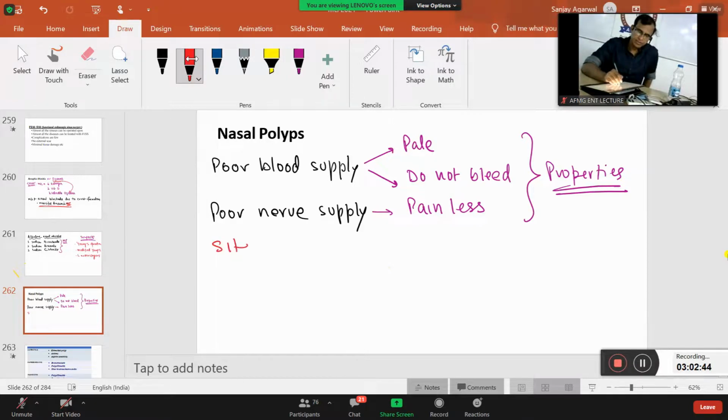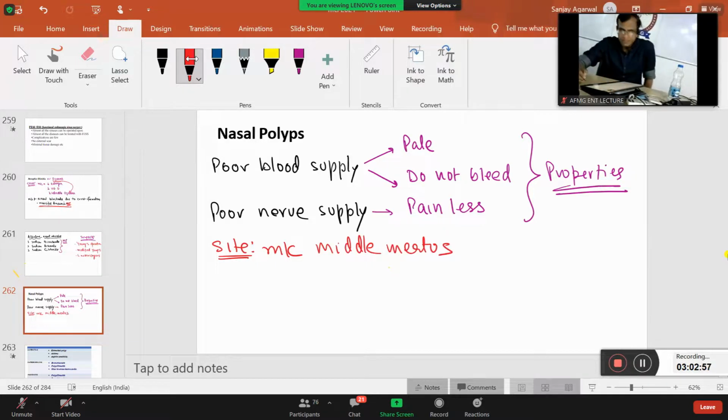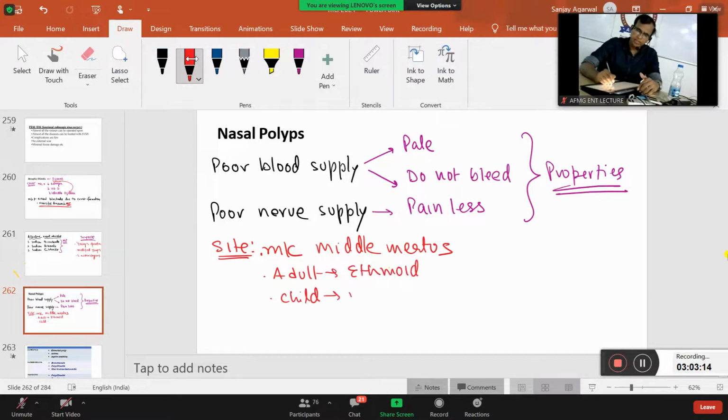Site. Most common site is middle meatus. This is the most common site. If you remember, where does it occur in adults and where in children? Adult is ethmoidal polyp, ethmoids, and in children, maxillary. We know this. Opposite of sinusitis, right?